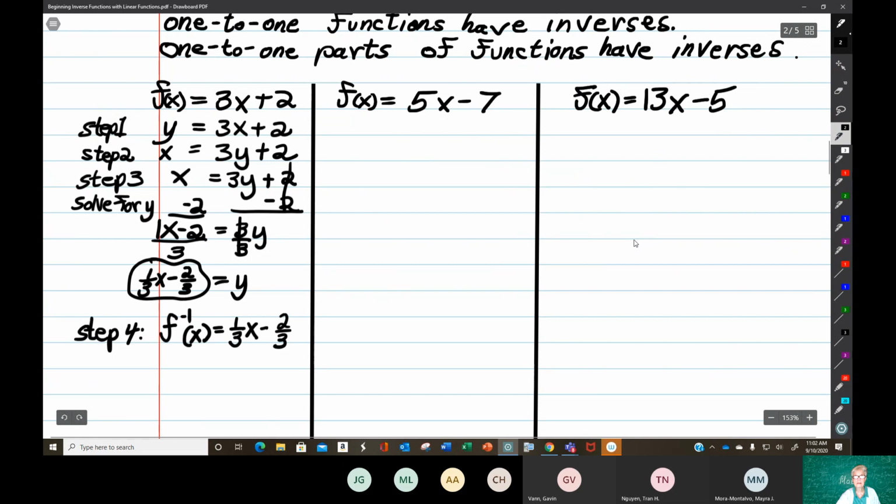Okay, let's do it again. Practice makes perfect if you're practicing correctly. Step 1, substitute y for f of x. They're the same anyway. Then step 2, you switch the x and the y. I thought that was so weird. I still do. It's weird. X equals 5y minus 7.